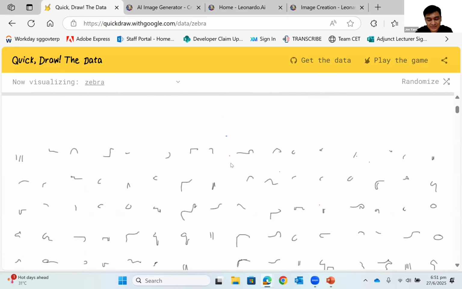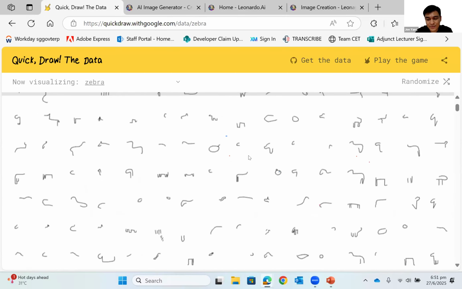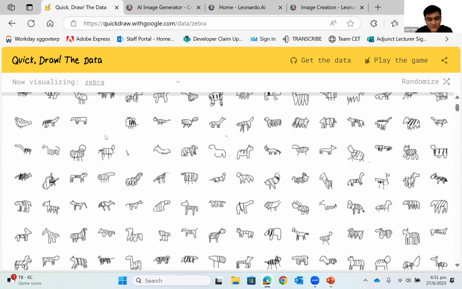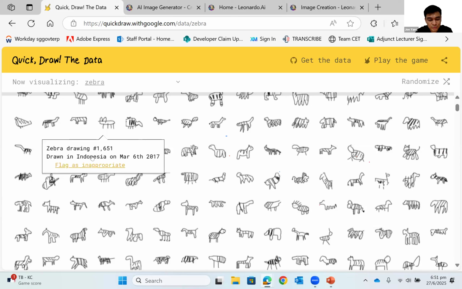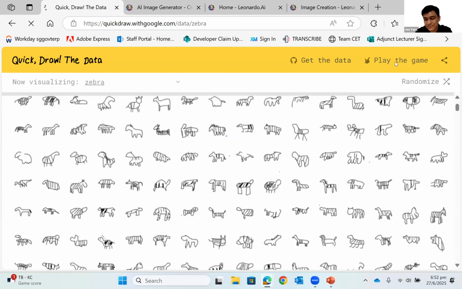And they also allow the users to give some comment feedback. For example, if you feel that this is not a zebra, you just click on this. They say, hey, drawing in Indonesia, so you can flag it as inappropriate. So again, they will monitor and check, and if this doodle is not a right zebra, they remove it and retrain the machines.